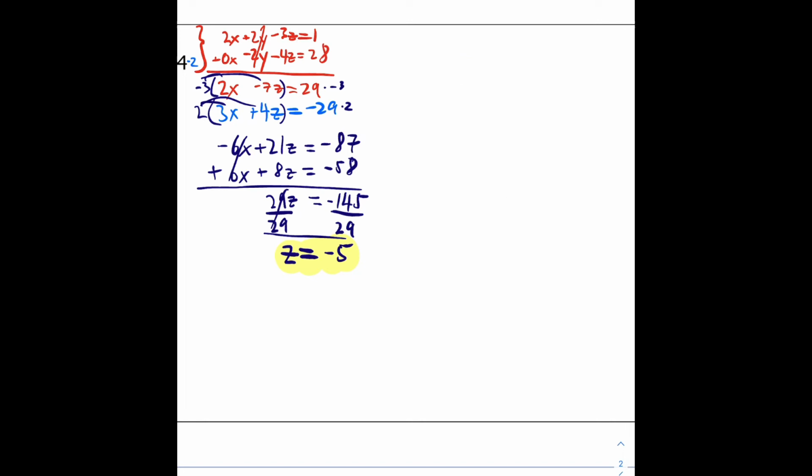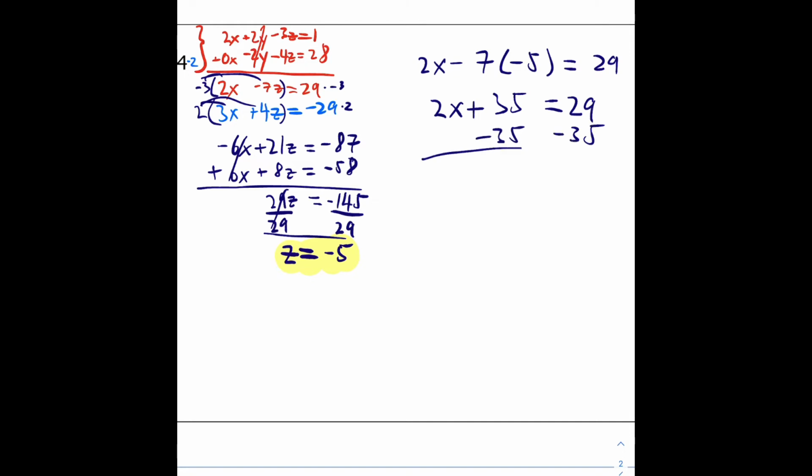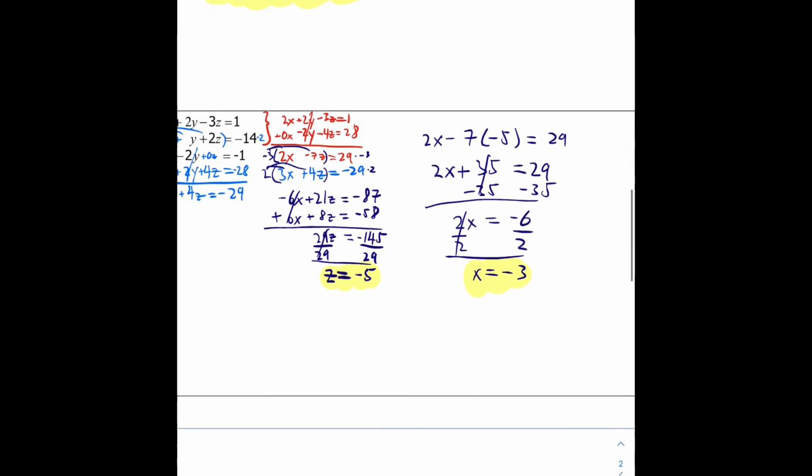All right, so I'm going to have 2x minus 7 times negative 5 equals 29. Okay, so we have 2x plus 35 equals 29. Subtract 35 from both sides. 2x equals negative 6. Divide by 2, divide by 2. x equals negative 3. There we go. x equals negative 3.